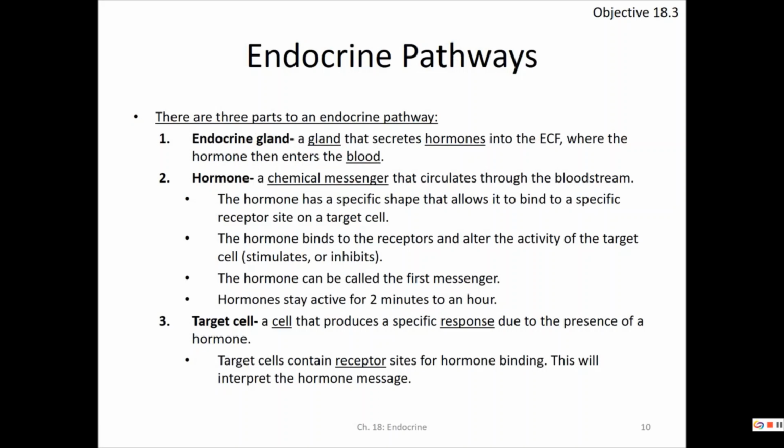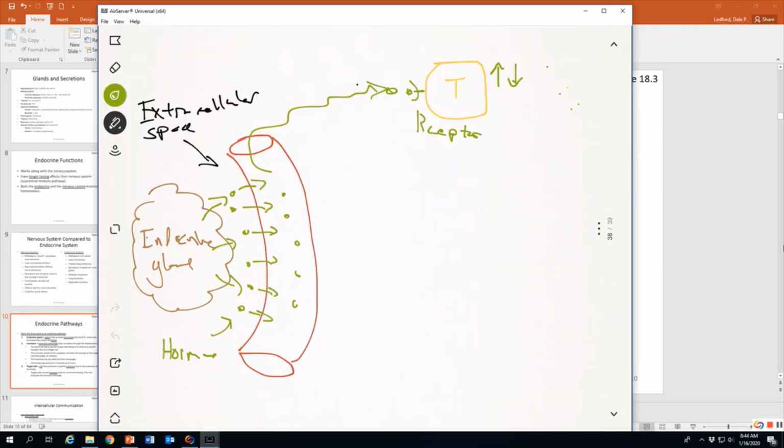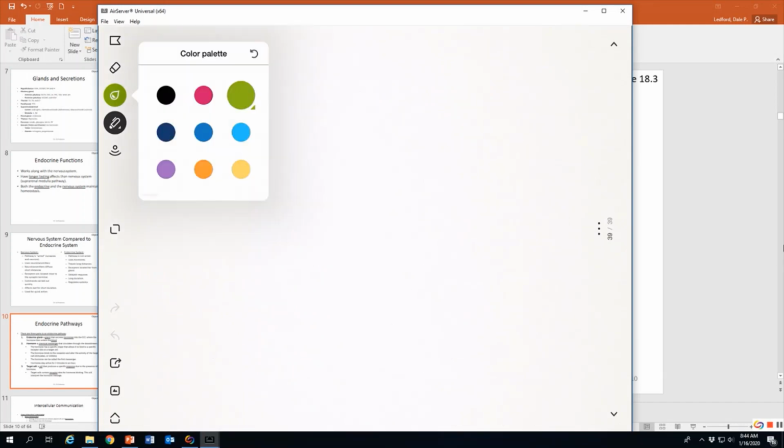Now, as I said, there were 3 players in the endocrine system. 3 components, 3 parts. So what I've drawn here, guys, is an endocrine pathway. Let's step back and look at this. I'm always a person who likes to draw things out. I always like to make sure that it helps you guys grasp it better. So here I have an endocrine gland. I'm just going to say E for endocrine gland. Over here, I have a target cell that could be a long way away.